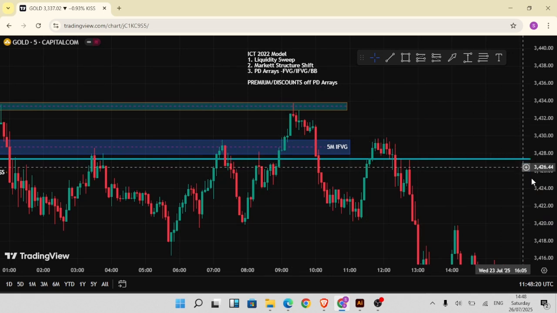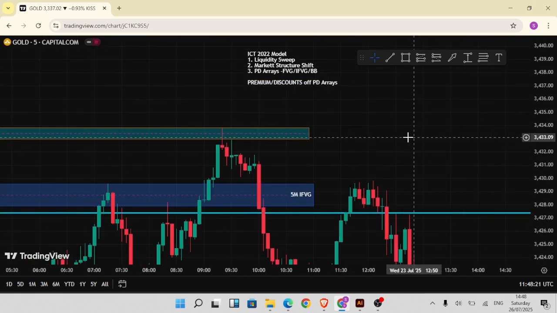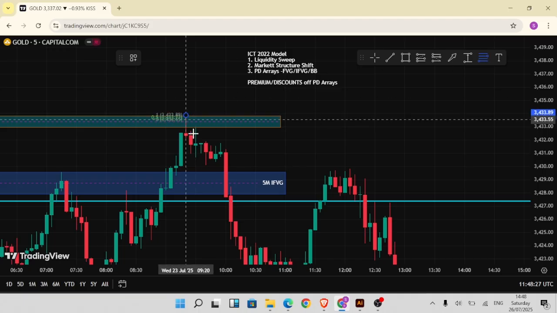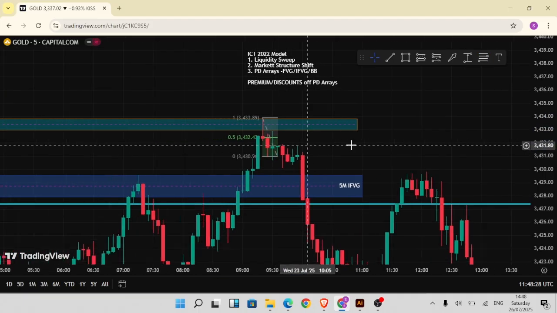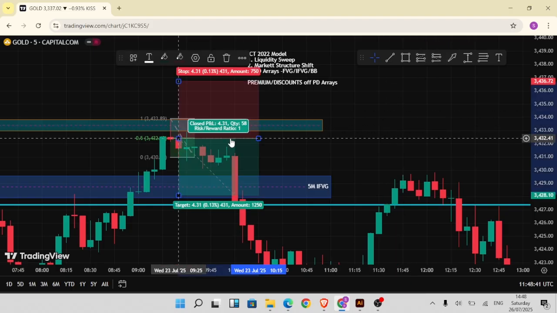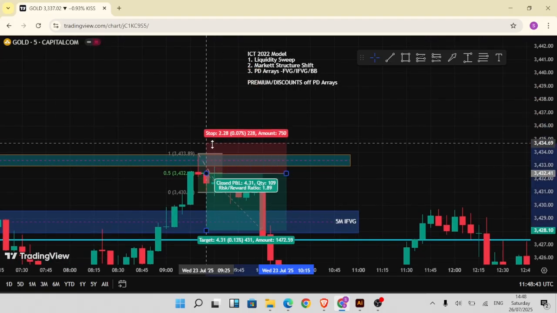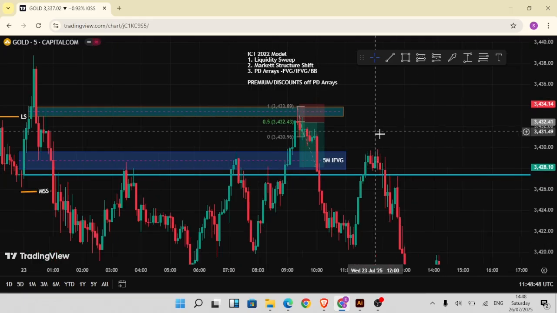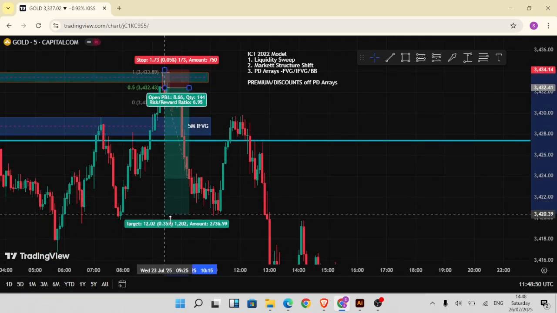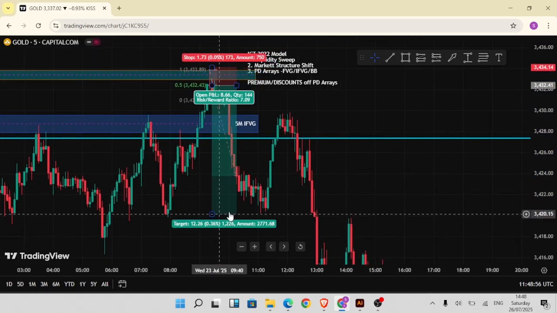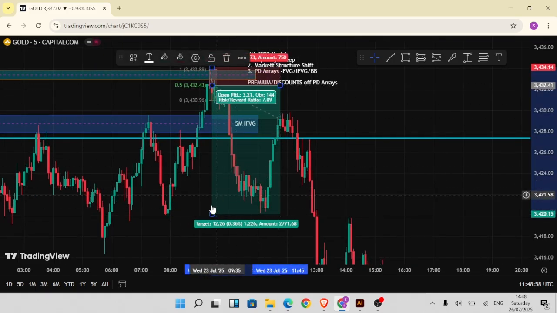And then you have these two engulfing candles, this engulfing candle of it. Take a trade at the equilibrium of this premium discount. Stop loss right above this area, and you target your 1 to 4, 1 to 5, or even 1 to 6. That gave us around 1 to 6.